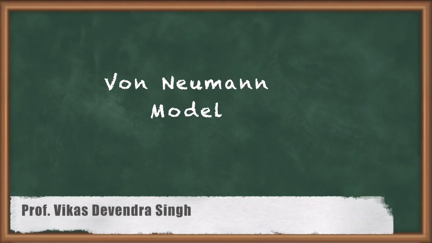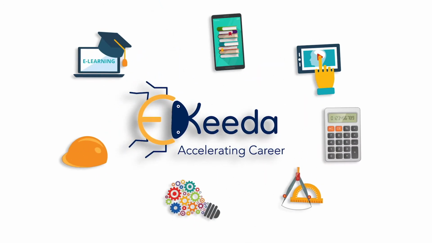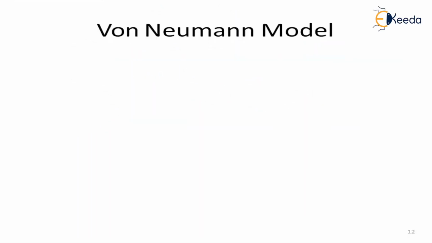Now, going ahead, we'll be looking into the Von Neumann model. So, why was this model implemented? The basic reason to implement the Von Neumann model was to overcome the problem of fixed programs, which we'll be seeing in the upcoming slides. There were certain limitations which the ENIAC computer had, and these limitations were overcome by the Von Neumann model. So let us go ahead and look at these topics one by one.